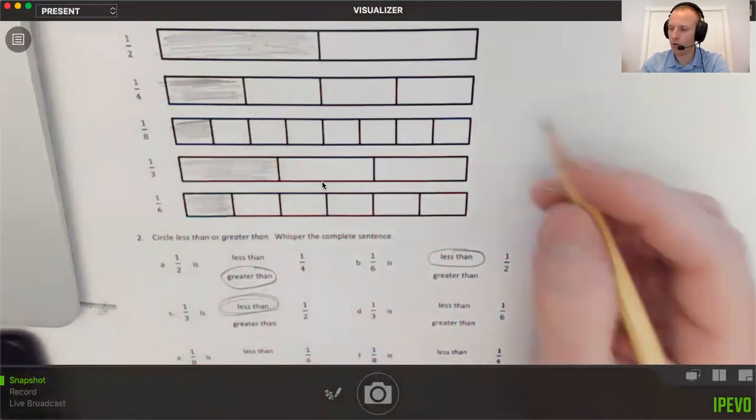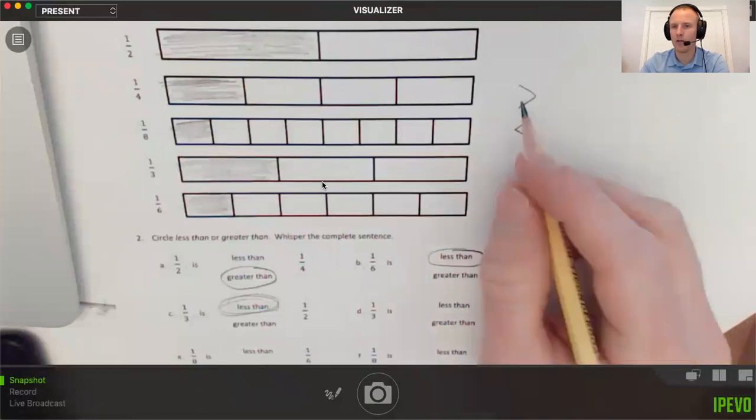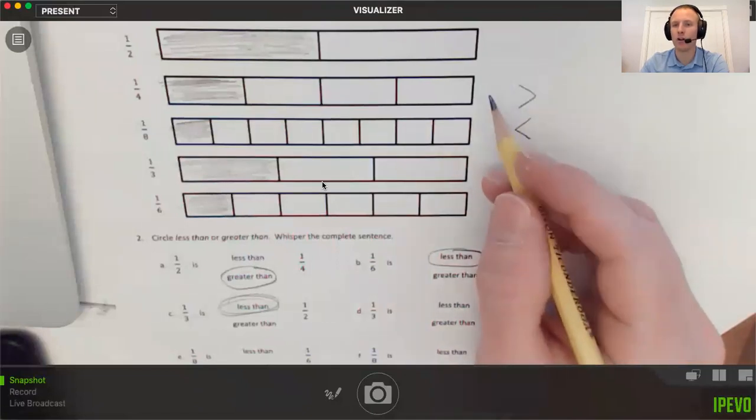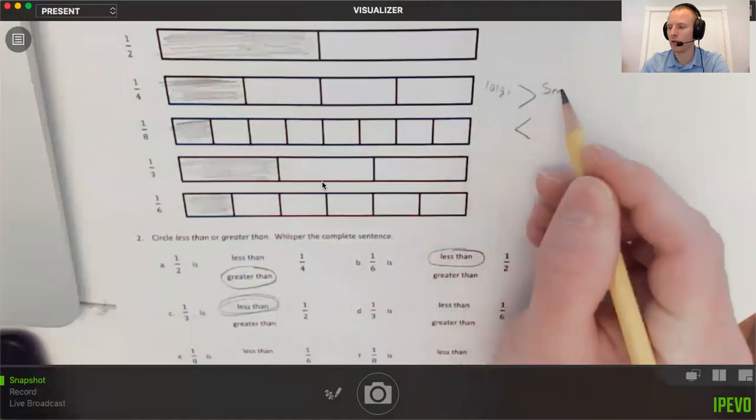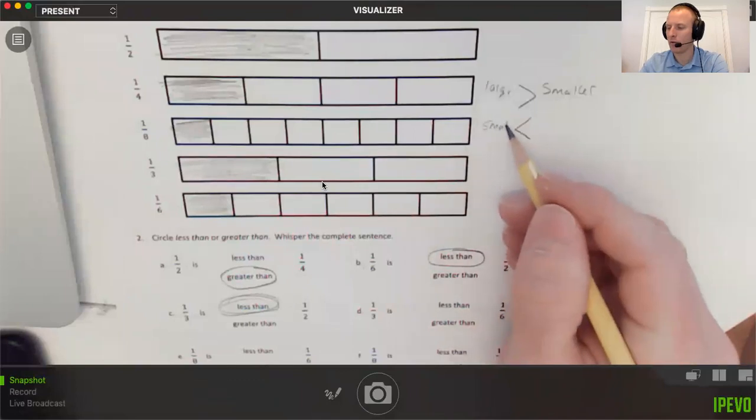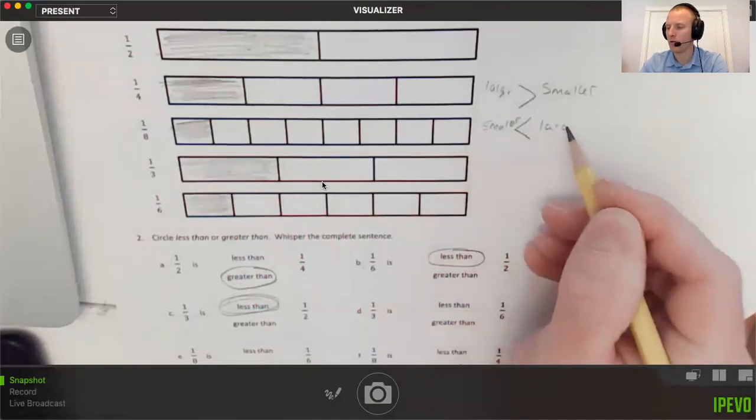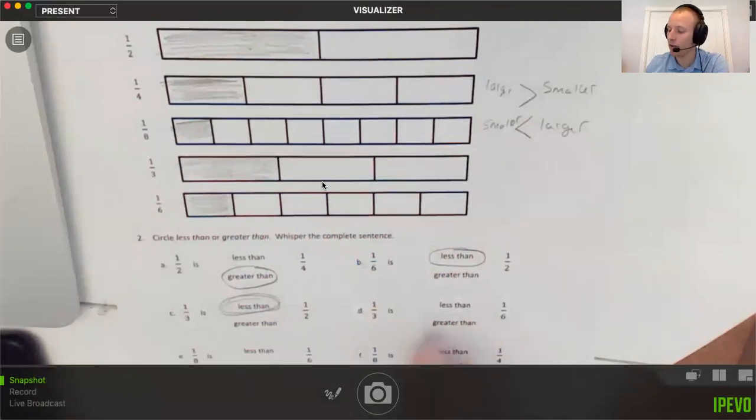As a review, we have the greater than and less than signs, right? And we always put the number that is larger on the open side. Larger, smaller. We're going to be using those as well. So the opening always goes to the larger number. Just putting that in here because it's something that's going to come up here shortly.